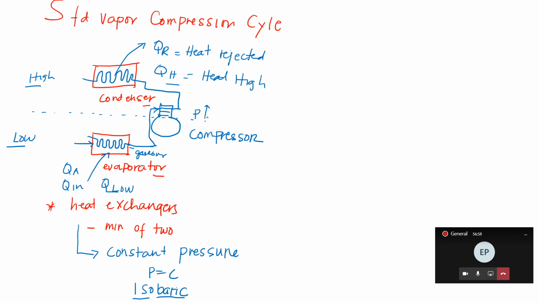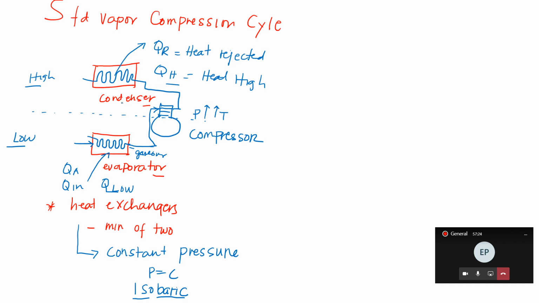The vapor has a high pressure, and according to thermodynamics, the ideal gas law, when a system has a high pressure, something also happens in the temperature. So the temperature also becomes high. Meaning when it goes to the condenser, the temperature and pressure are high, right?